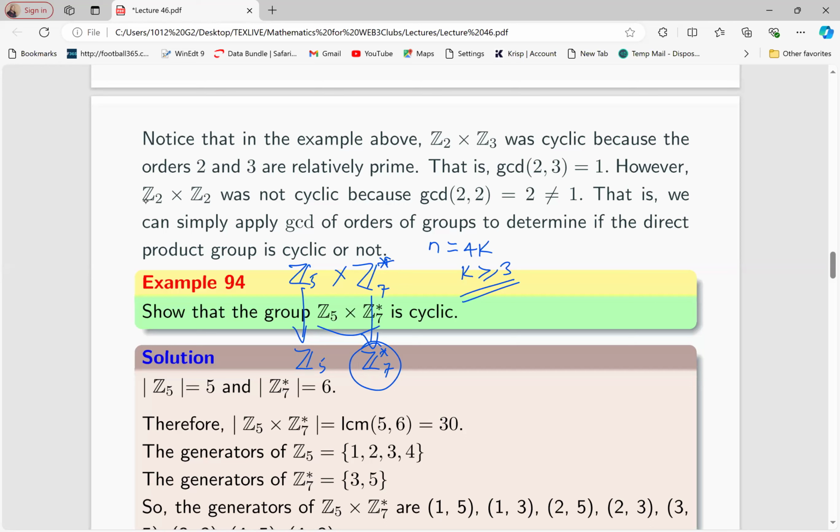Except, greater or equal to 2. Except for those. But so like this one, you see, this 7 cannot be written in terms of 4k. So of course it is cyclic. But if it was Z star 8, this is not cyclic, because 8 can be written in terms of 4k and k will be 2.